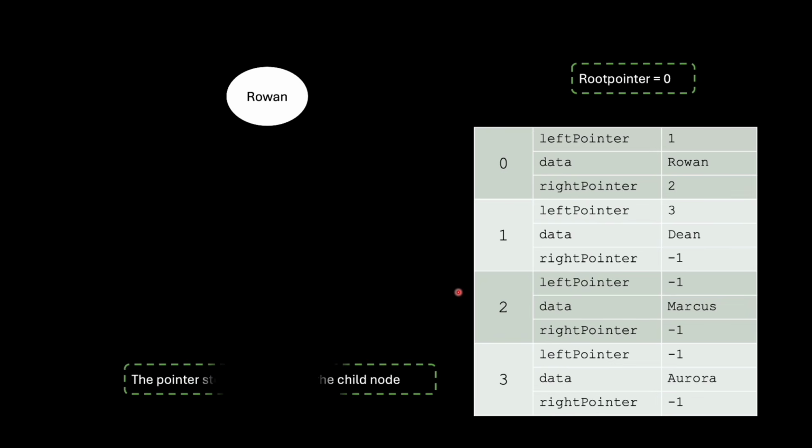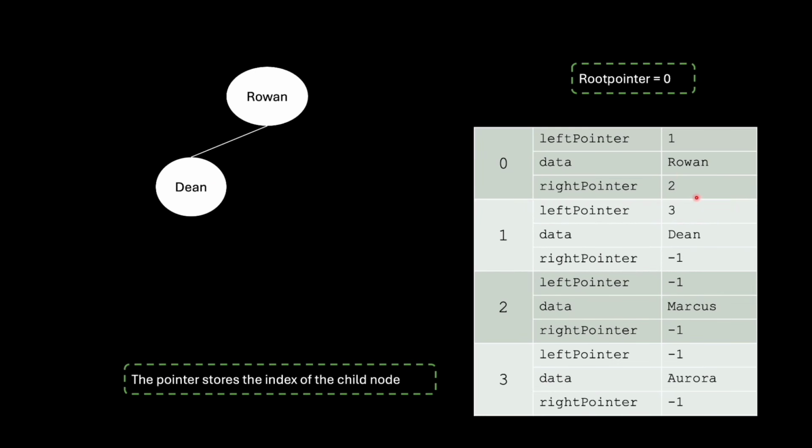Now this is where it gets important. The pointer stores the index of a child node. What do I mean by this? Well, if you look here, the left pointer is pointing to index 1, which means that Rowan's left child is Dean. And Rowan's right pointer is pointing to index number 2, which means Rowan's right child is Marcus. In a binary tree, the node that is directly below another node is called the child node. So Dean is Rowan's left child and Marcus is Rowan's right child.